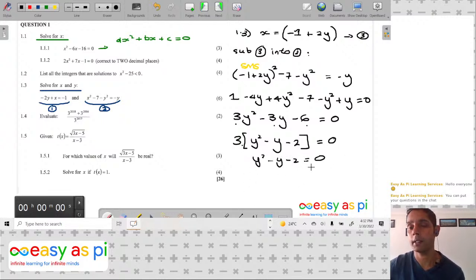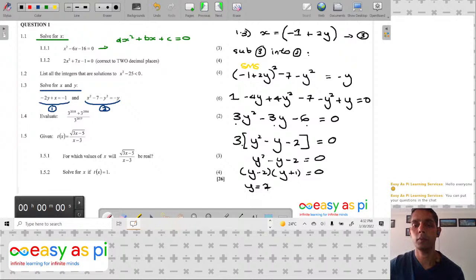And from here, I can factorize this, because this becomes y minus 2 into y plus 1. Now, how did I know that? Well, I used the cross method in my head. And in this case, I then get y is equal to 2.